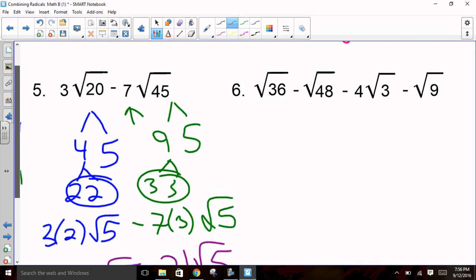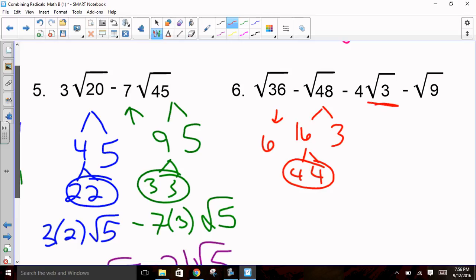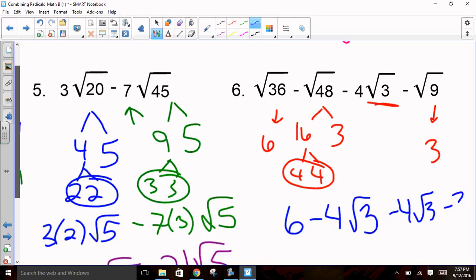Alright, next one. Square root of 36 is actually a perfect number. It's 6. So I don't have any extras there. 48 is 16 and 3. Square root of 16 is 4 and 4. Hey, look, I got my buddies. I cannot reduce the square root of 3 any lower. Square root of 9 is actually, again, perfect, and it is 3. So I have 6 minus 4 root 3 minus 4 root 3 minus 3.